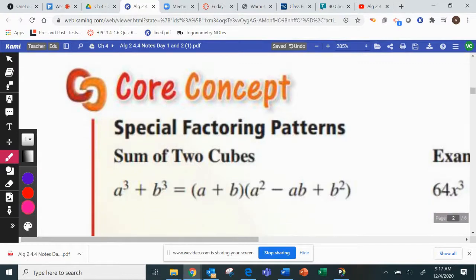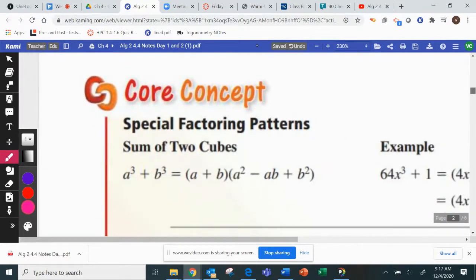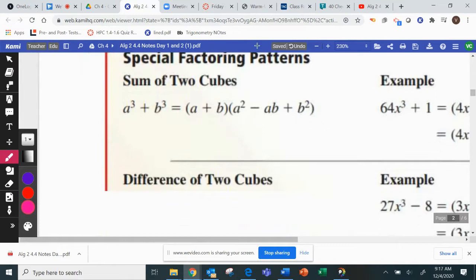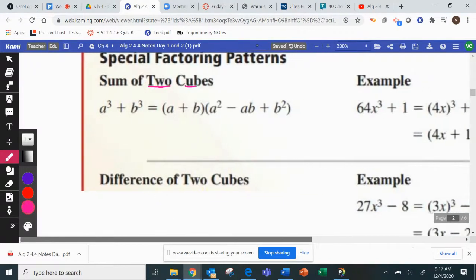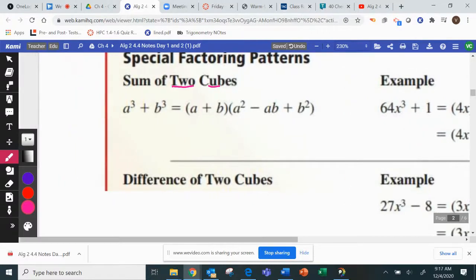All right, now this is factoring cubes. Factoring 2 cubes. There are 2 formulas, but I tend to only memorize one of them and use it for both adding and subtracting, and I'll show you why in a moment.